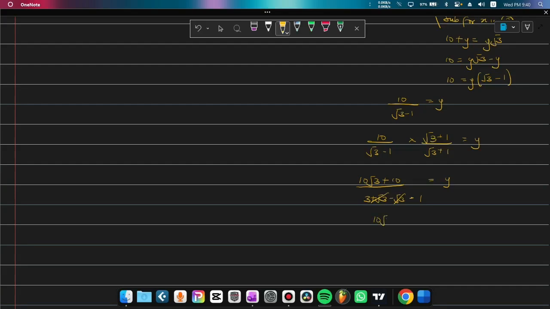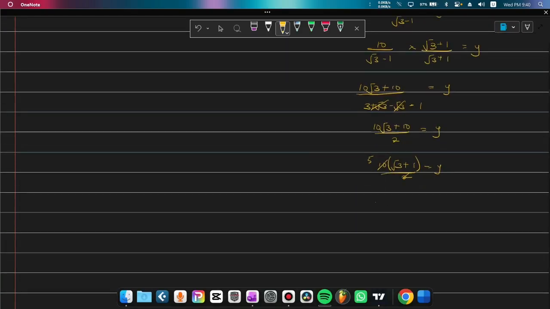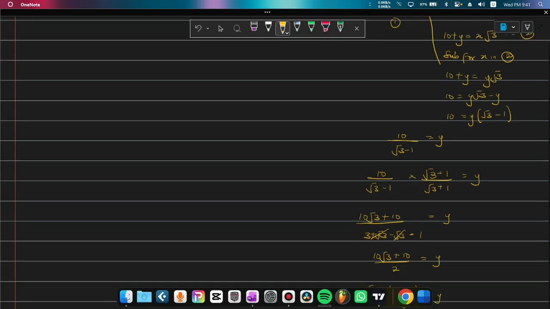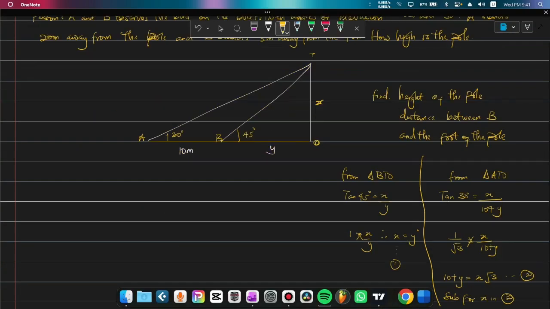So we have 10 root 3 plus 10 over 2 is equal to y. Still not done. I could factor out 10 from the top and I have 10 in brackets, root 3 plus 1, over 2 is equal to y. Then I could cancel out, and I'm left with y is equal to 5 in brackets, root 3 plus 1 meters. Yeah, I found y. Now it's time to find x.